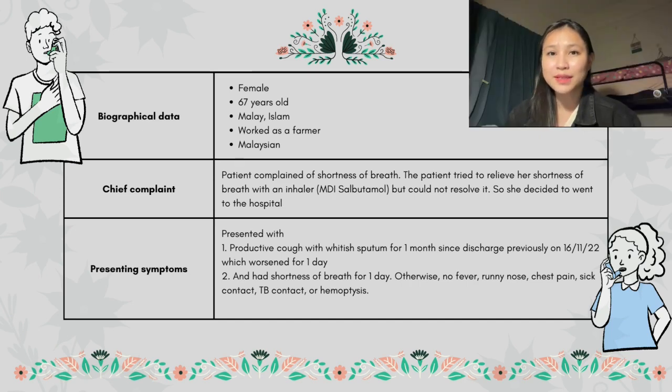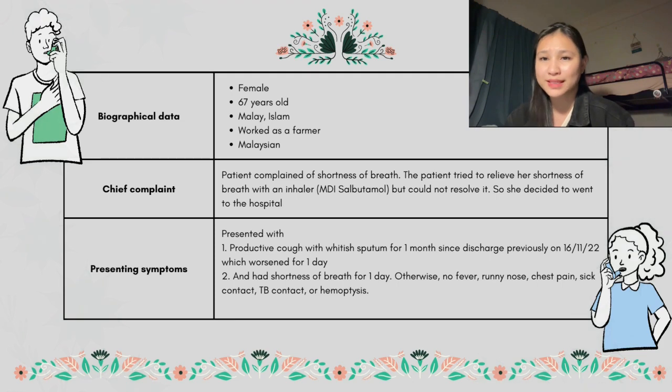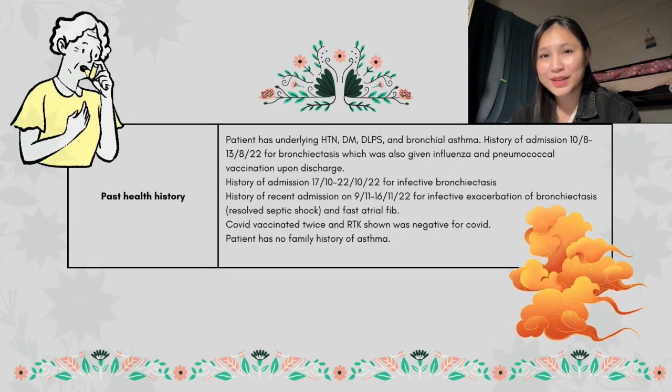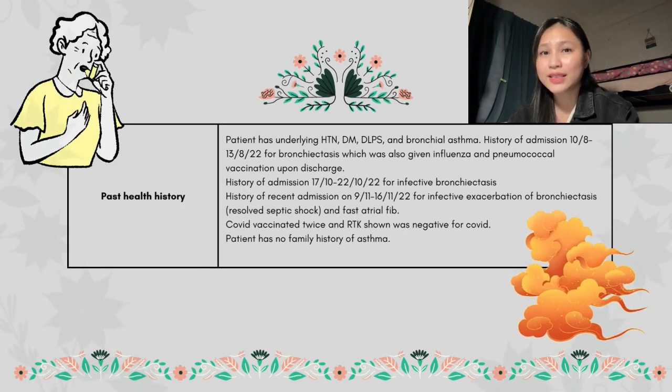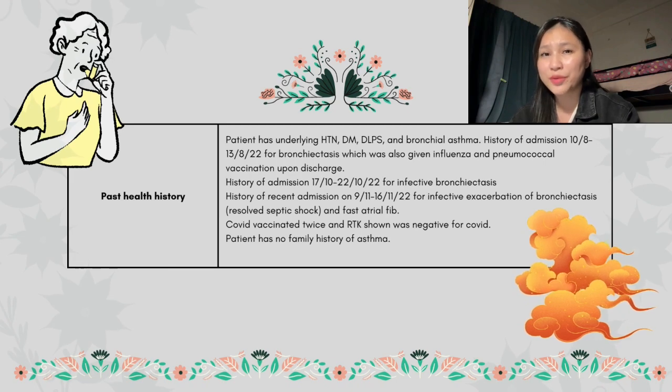The presenting symptoms were productive cough with whitish sputum for 1 month since discharge previously on 16 November 2022, which worsened for 1 day, and shortness of breath for 1 day. Otherwise, no fever, runny nose, chest pain, sick contact, TB contact, or hemoptysis. The past health history was that the patient has underlying hypertension, diabetes mellitus, dyslipidemia, and bronchial asthma.